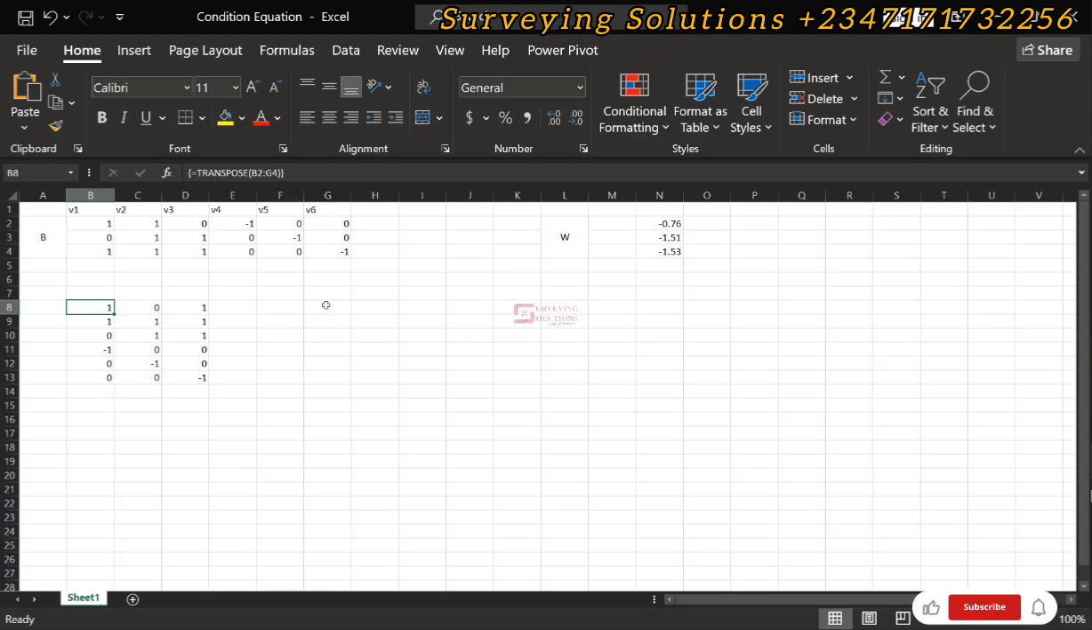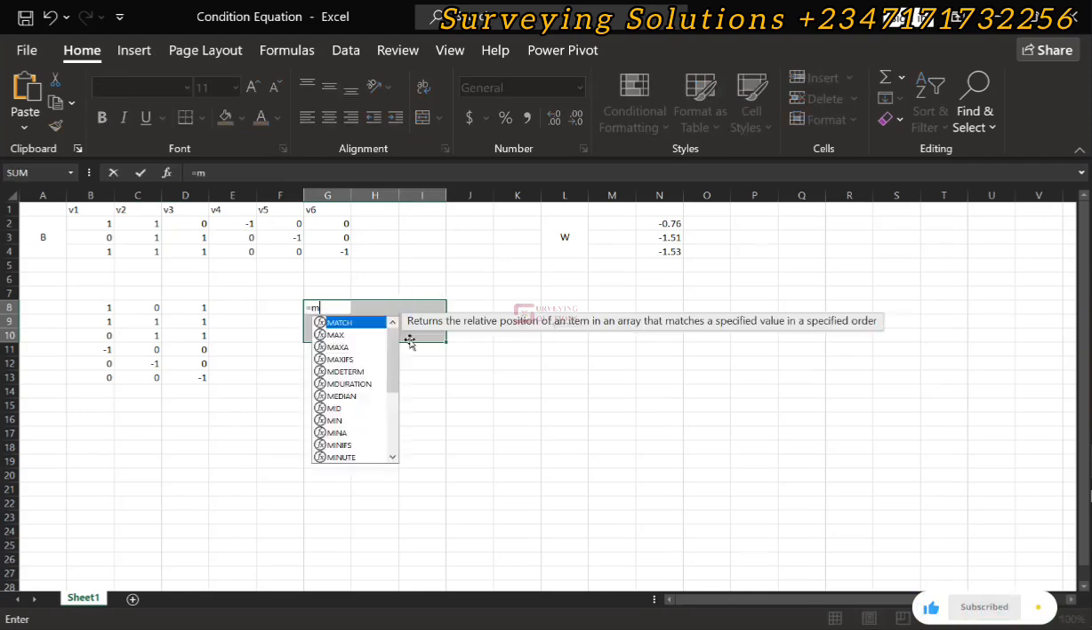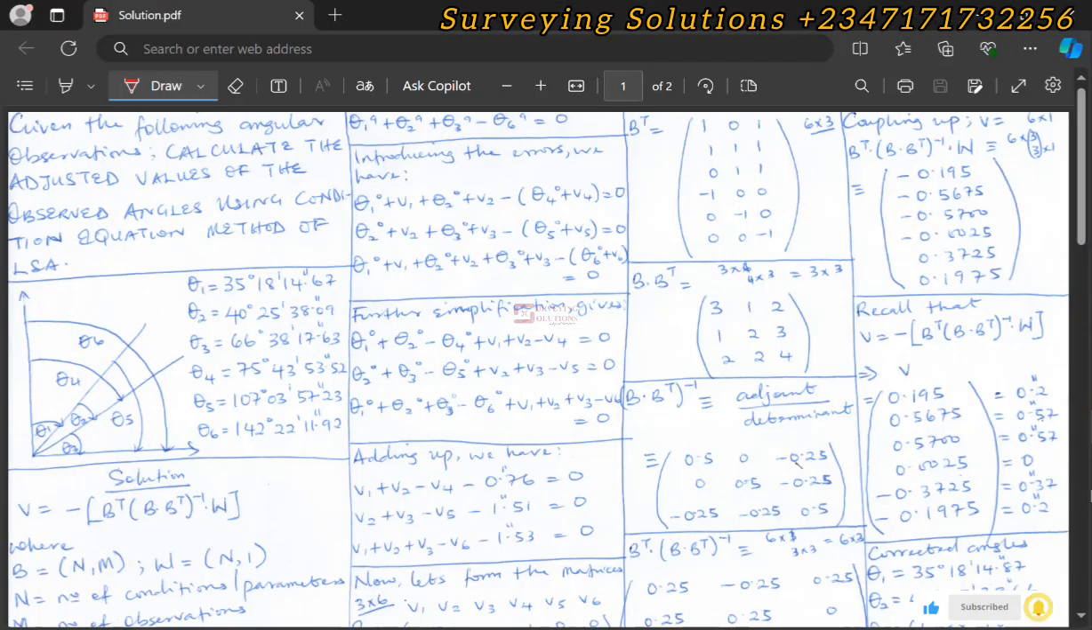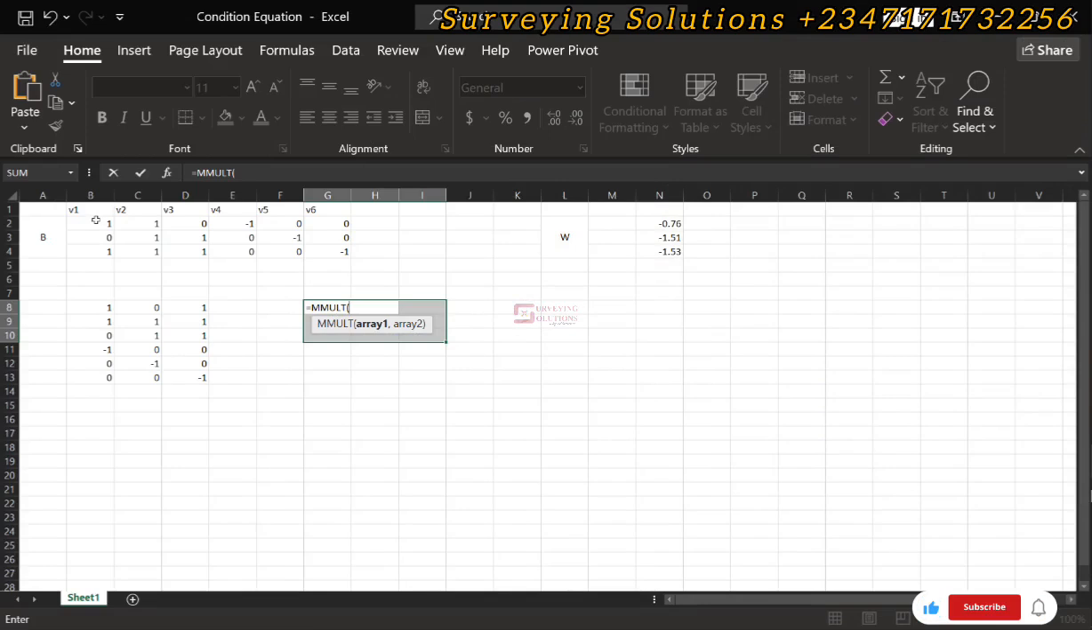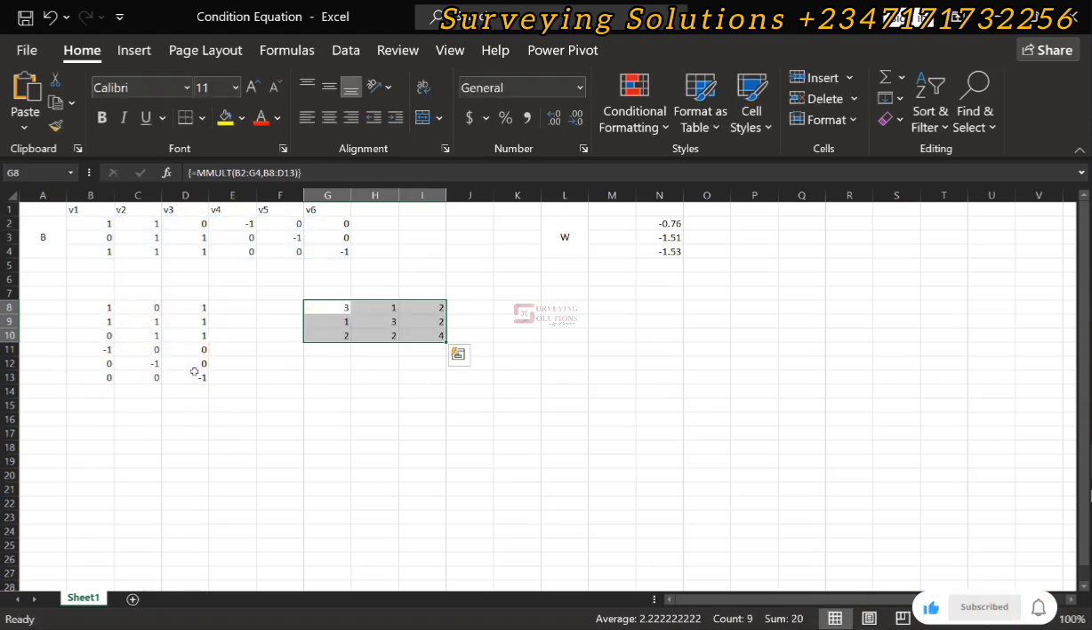So this is 1 2 3, then this is 1 2 3, right? Good. So we have equals MMULT, which is the multiplication of two matrices, and the order is B by B transpose. So we highlight B, comma, and then B transpose, right? Good. So we press Control Shift Enter. So this gives us the product of B and B transpose, right?